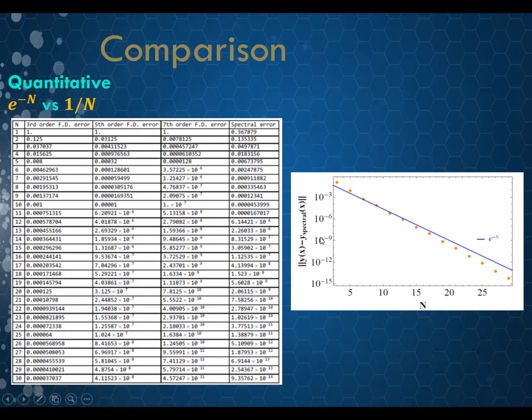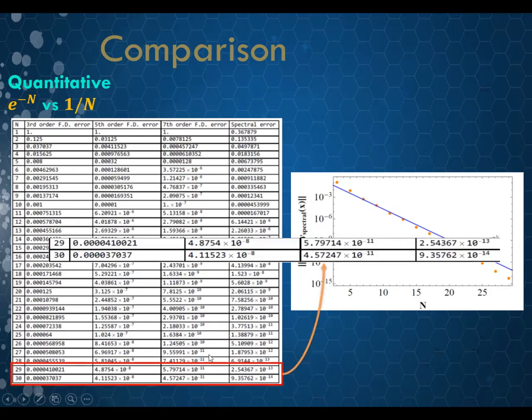As you see here, the error of the spectral method decays as exponential of -n, and for only 30 grid points, the error is 10 to the power -15. To be more precise, for 30 points, the third order error is approximately 10 to the power -5, the fifth order -8, the seventh order -11, and the spectral method -14.